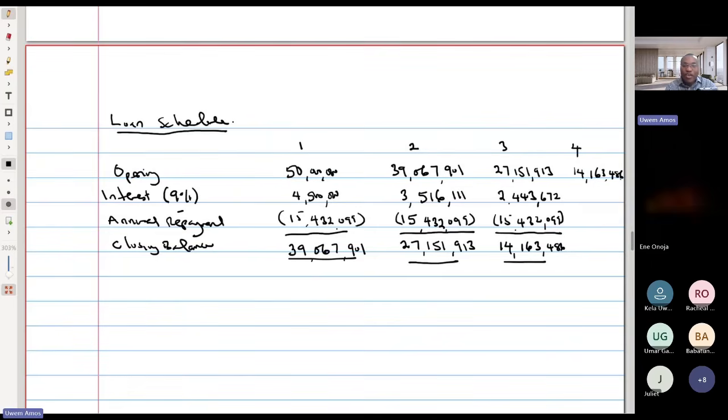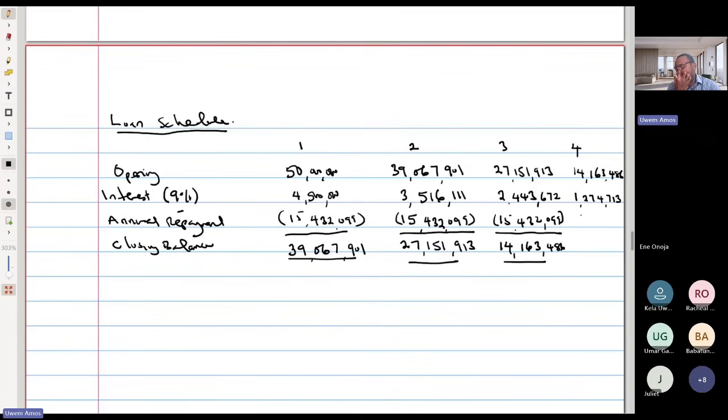Okay, our interest rate for that year: 14,163,486 multiplied by 9% gives 1,274,713.